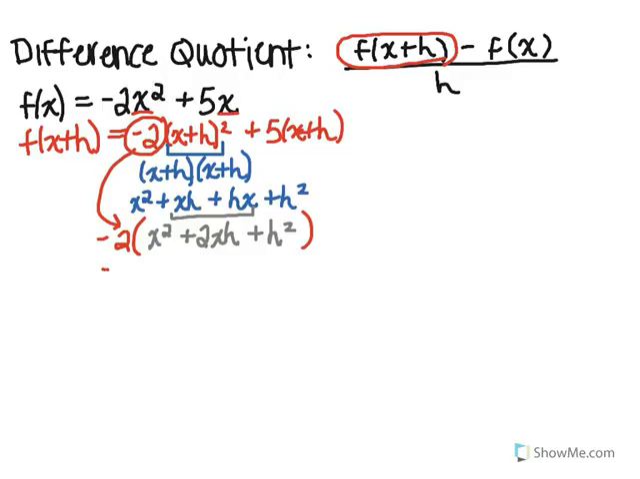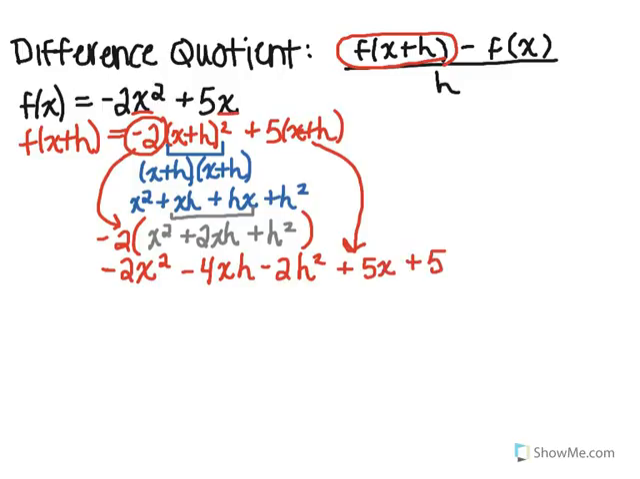So that gives us negative 2x squared minus 4xh minus 2h squared. So now the negative 2 times (x plus h) squared is simplified as much as possible. We'll do the same thing with the other piece right here, which is 5 times (x plus h), which is really going to be just plus 5x plus 5h. So this whole thing here is f of x plus h.